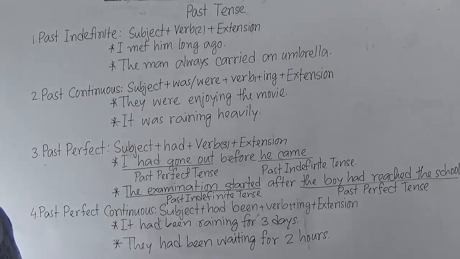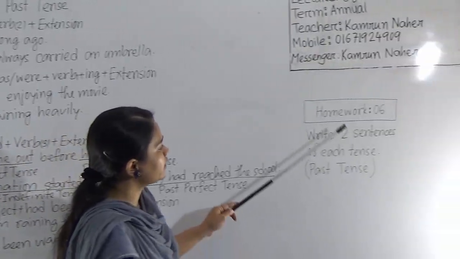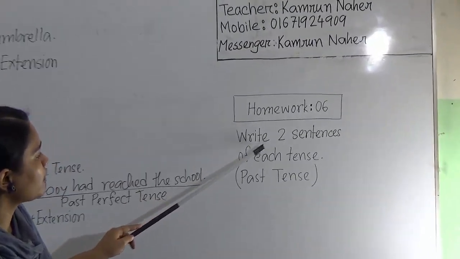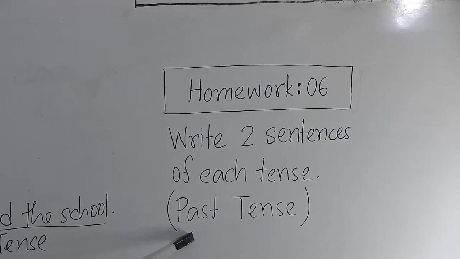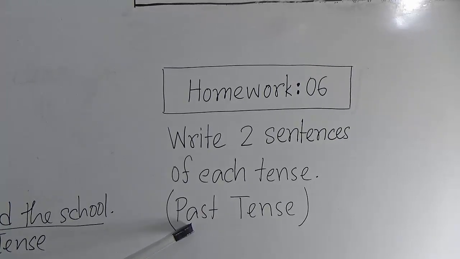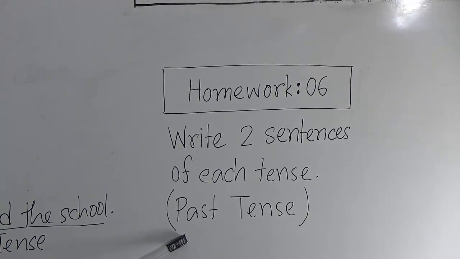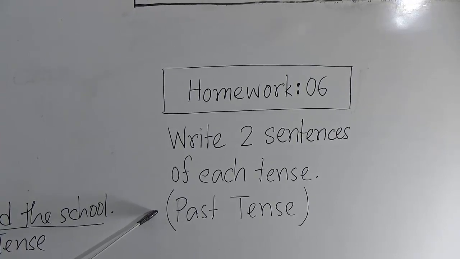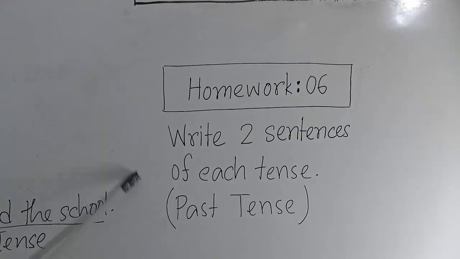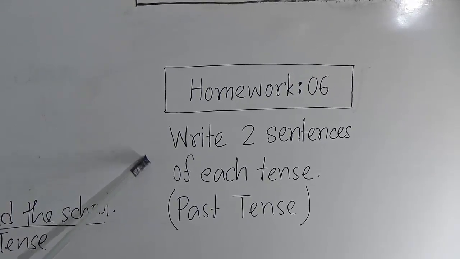This is very important, and you have a homework, that means homework number 6. My dear students, now pay attention. You will write 2 sentences of each tense. That means with each past tense you will make 2 sentences by yourself. That means you will write 2 sentences for present indefinite tense, 2 sentences for past indefinite tense, 2 sentences for past continuous tense, 2 sentences for past perfect tense, and 2 sentences for past perfect continuous tense. So this is your homework. That means there will be 8 sentences altogether, 2 for each type of tense.